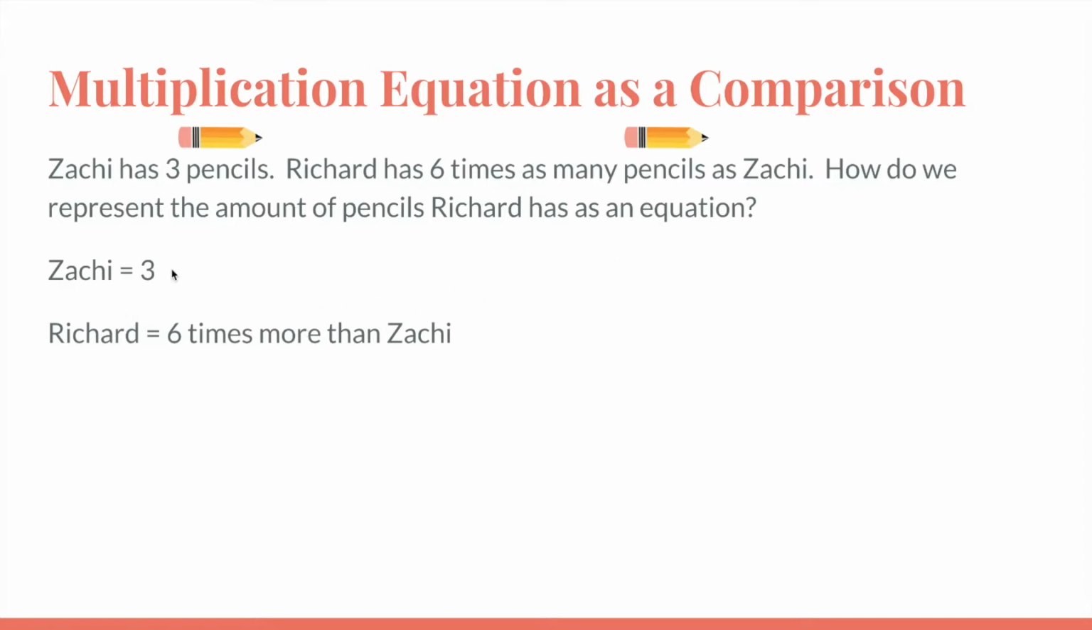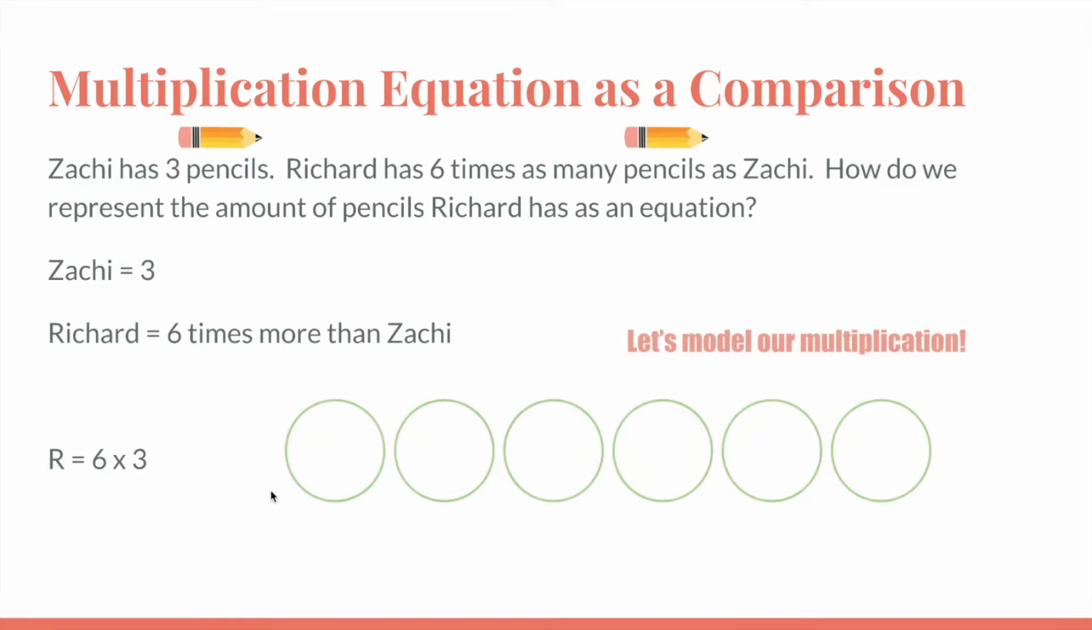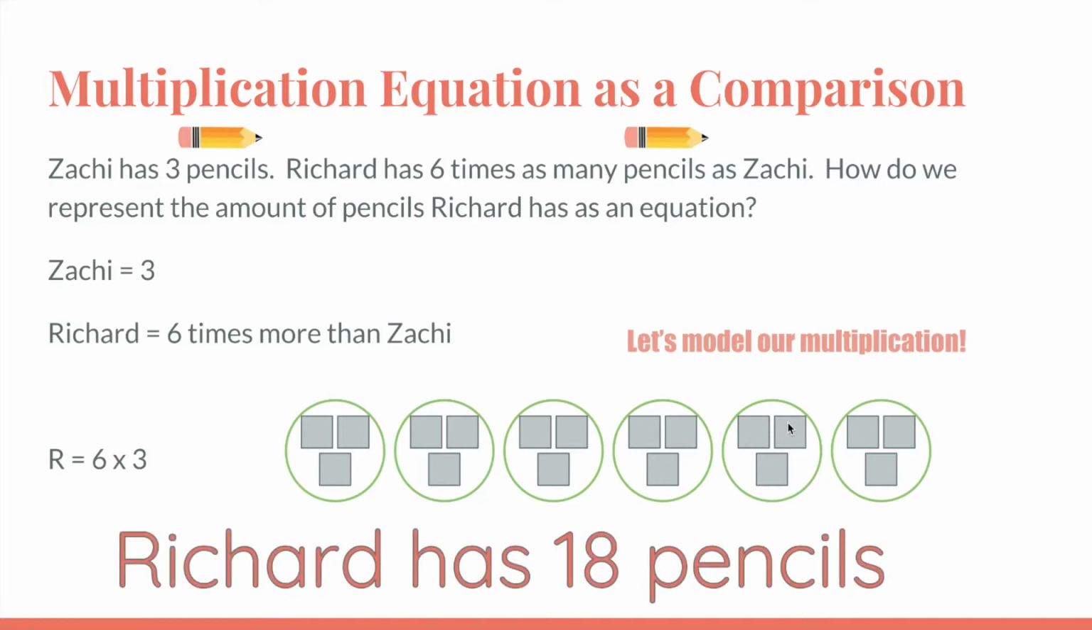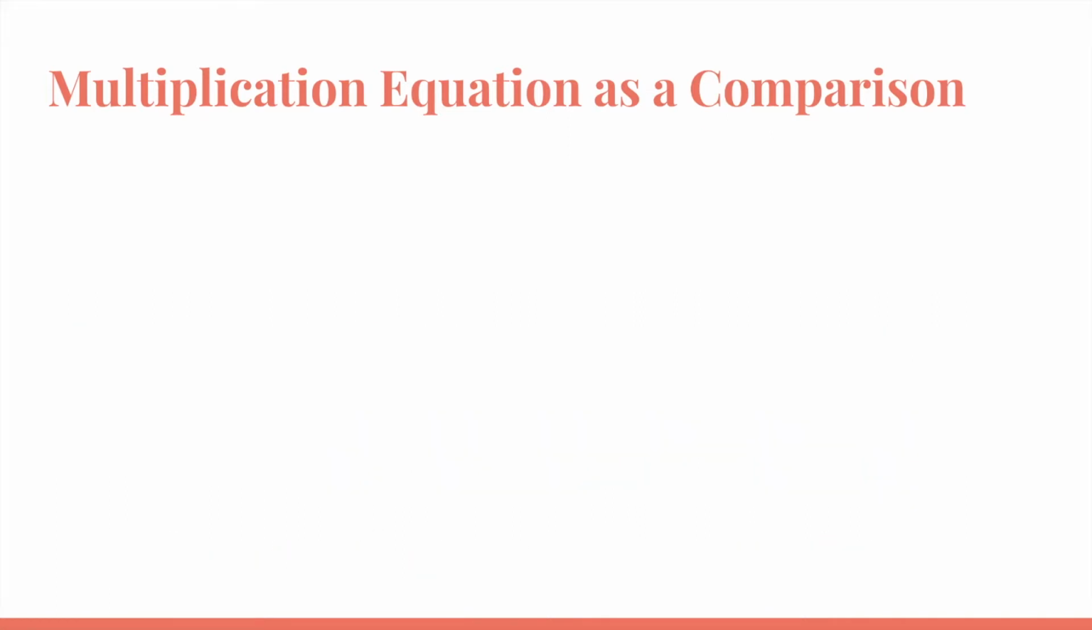Okay, let's put it all together. We're going to replace what we know about Zakai in this equation. So what can we write? Richard, or R, is 6 times more than 3 because Zakai equals 3. So R equals 6 times 3. If we were to model it, we know Zakai has 3 pencils, but Richard has 1, 2, 3, 4, 5, 6 times more. So that'd be a total of 18 pencils. This is going well.